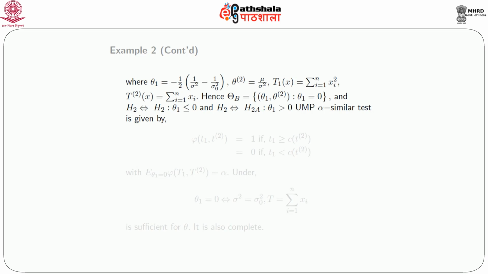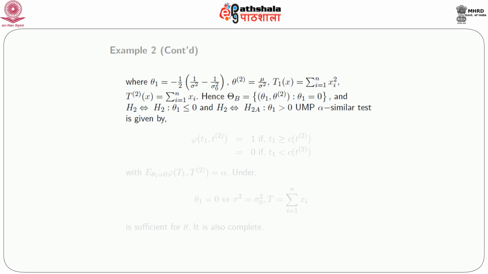Here script theta B is the set of all (theta 1, theta 2) with theta 1 equal to 0, and H2 is equivalent to theta 1 less than or equal to 0, whereas H2a is equivalent to theta 1 greater than 0.